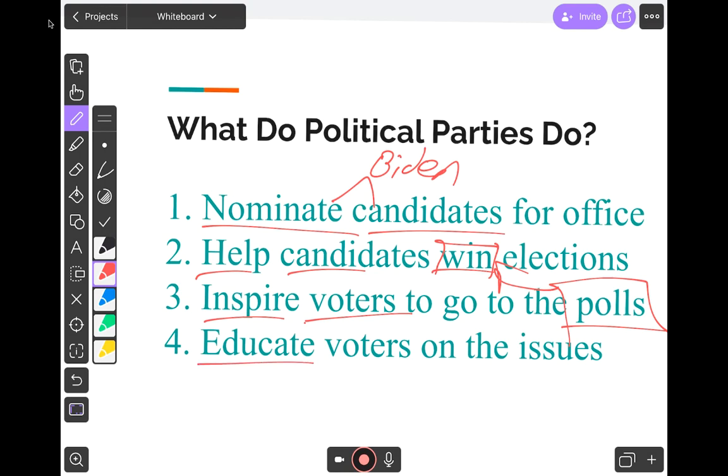Also, we see that the political parties educate voters on the issues. All right, and if you are educated on the issues and if you align with what the party believes in, you are more likely to go out and vote. Okay, if you go out and vote, you're more likely to have that party win. Okay, so you see that the Democrats and the Republicans take very different strategies to try to educate voters and make them believe that their ideas and their platform is the best.